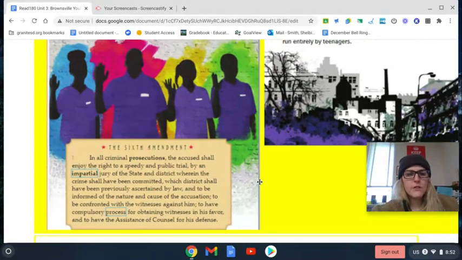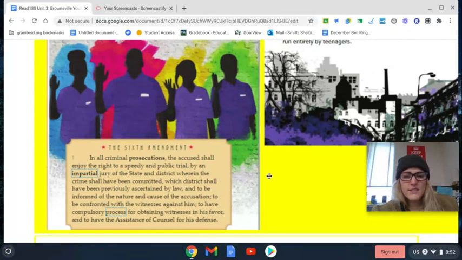And this talks about trials and people that go to trial. So it says, in all criminal prosecutions, the accused shall enjoy the right to a speedy trial and a public trial by an impartial, or in-the-middle, jury of the state and district wherein the crime shall have been committed, which district shall have been previously ascertained by law, and to be informed of the nature and cause of the accusation, to be confronted with the witness against him, to have compulsory process for obtaining witnesses in his favor, and to have the assistance of counsel for his defense.